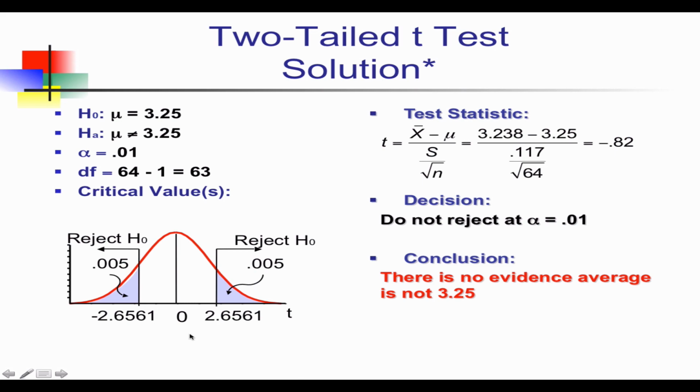So based on this, how do you make a decision? It essentially means that whether your observed statistic is in the rejection region or is not in the rejection region. And it seems like it's right here. So it's not in the rejection region. So you fail to reject the null hypothesis. So your decision is do not reject at this alpha level. And your conclusion is there's no evidence that the average is not 3.25.